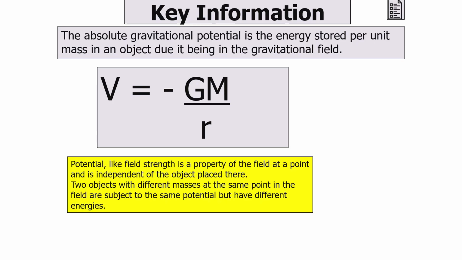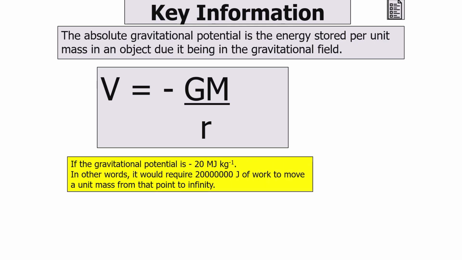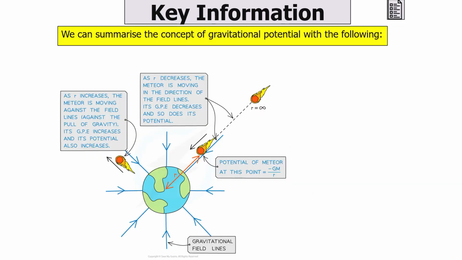Two objects with different masses at the same point in the field are subject to the same potential but will have different energies. So, for example, if the gravitational potential is minus 20 megajoules per kilogram, it means it would require 20 megajoules of work to move a unit mass from that point to infinity. Or we could say it would require 40 megajoules of work to move 2 kilograms from that point to infinity. So we can summarise the concept of gravitational potential with the following diagram.